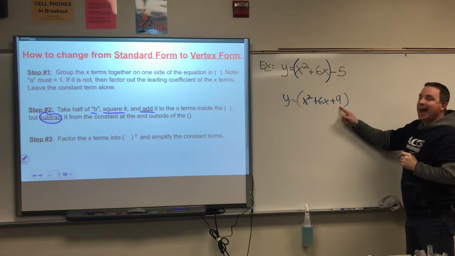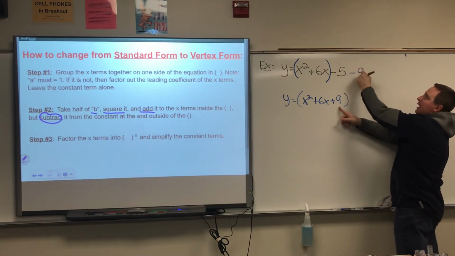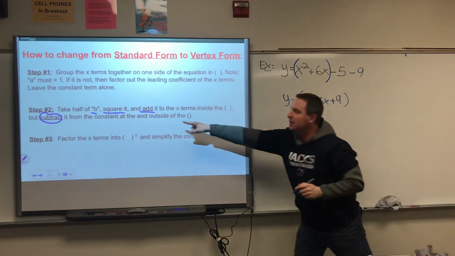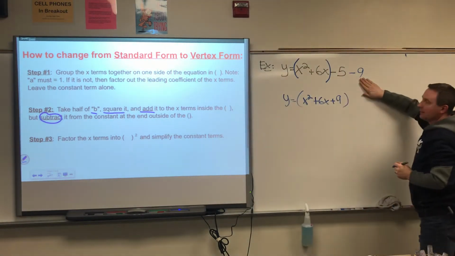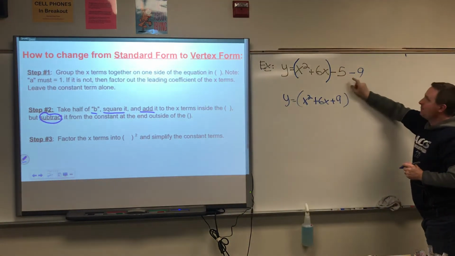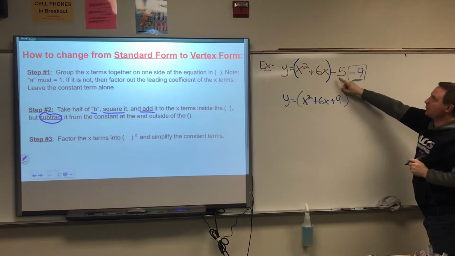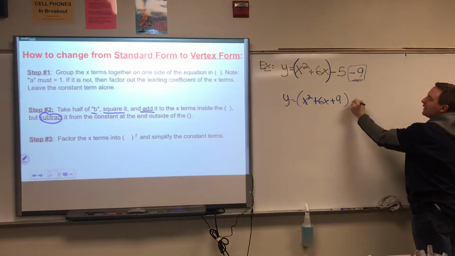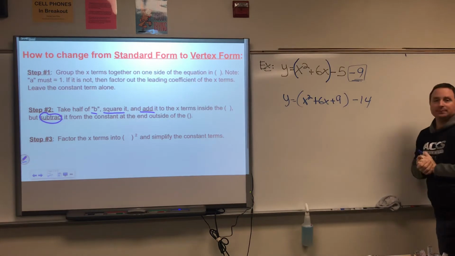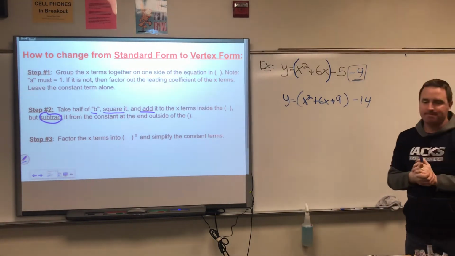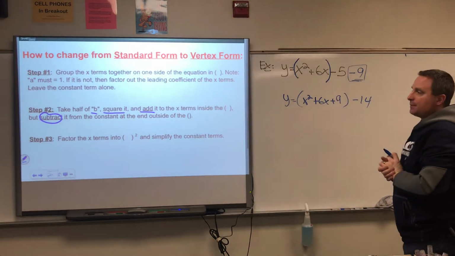But because I added 9 here, I have to subtract 9 from the constant out at the end. That's where this 9 comes from. I had to subtract it. And if I do the subtraction, negative 5 minus 9 is negative 14. So there's step number 2.